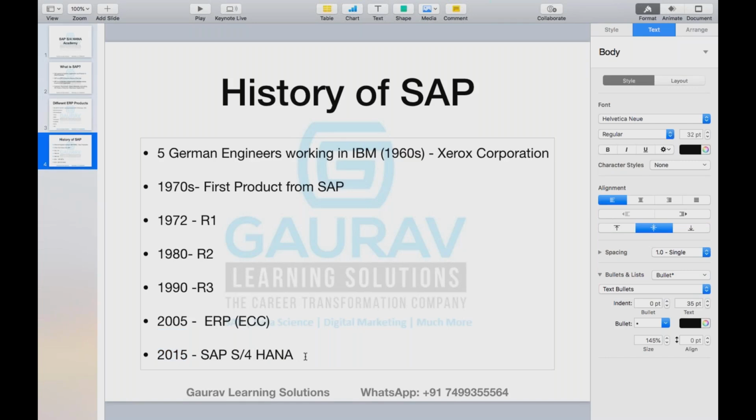But going forward, any company implementing SAP will never go for ECC or R3. Most of the projects running today are SAP S/4HANA implementation projects or SAP S/4HANA conversion projects. Only support projects are running ECC and R3. All the implementations and upgrades are happening on SAP S/4HANA.